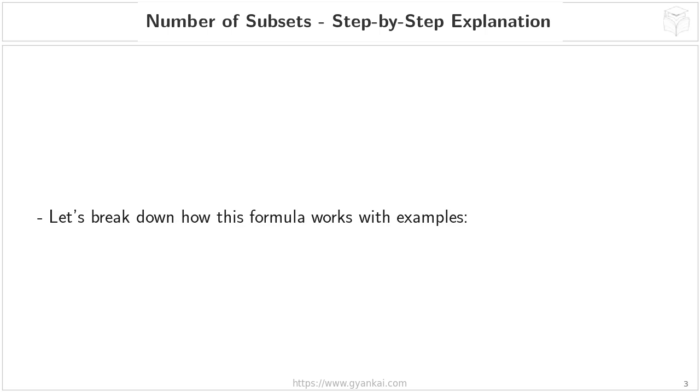Number of subsets, step-by-step explanation. So we've established that the number of subsets for a set with n elements is given by 2 raised to the power of n, or 2^n, but how does that formula actually work? It can seem a bit magical at first, just seeing that exponent appear. This slide is where we're going to unpack that a little bit. We're going to look at some specific examples, starting with very small sets, to really see why this formula holds true.